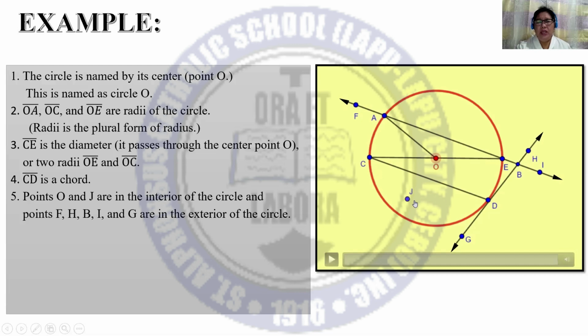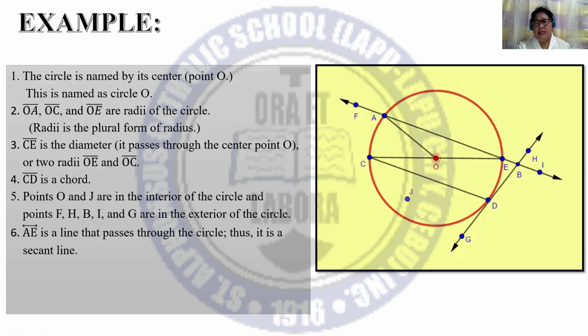We have points O and J in the interior of the circle, so they are called interior points. And we have points F, H, B, I, and G as exterior points, or points in the exterior of the circle. We have line AE that passes through the circle, meaning it contains a chord, so it is called a secant or secant line. Or we can name this secant line FA, FE, or AB. Just choose two letters on the line to name the secant line.